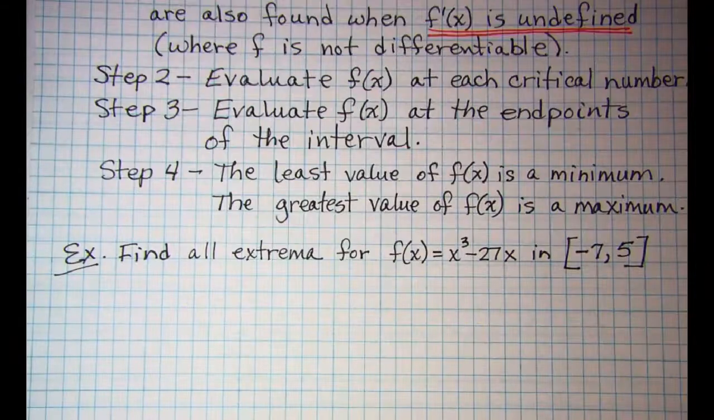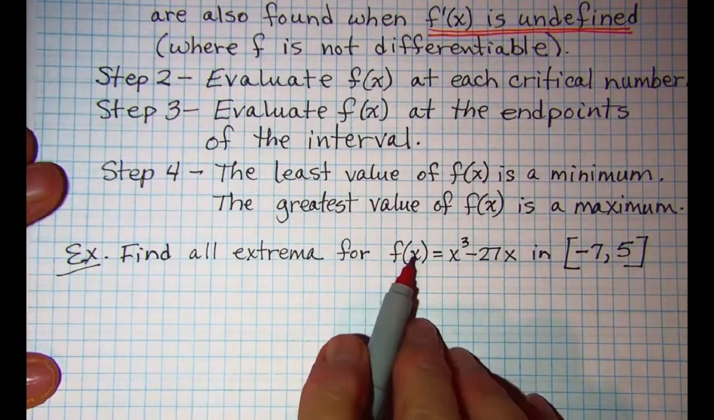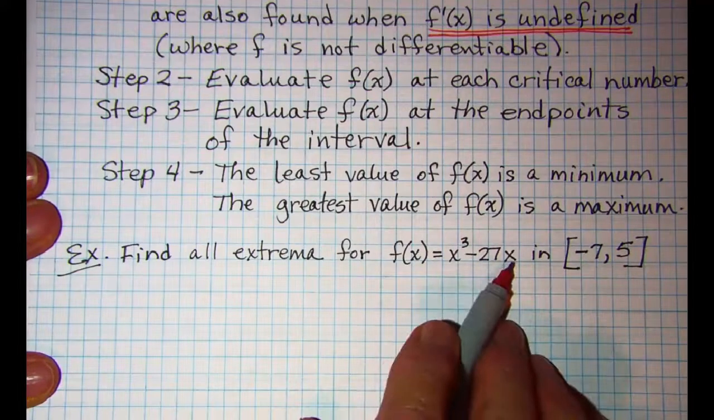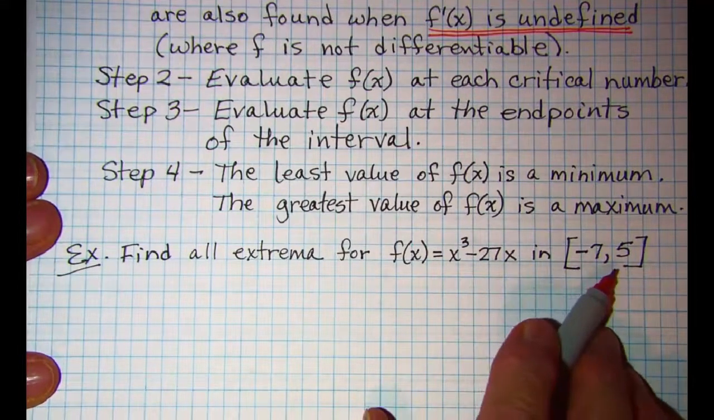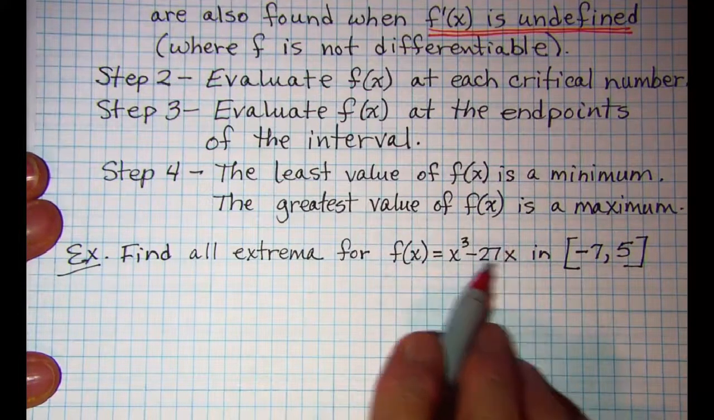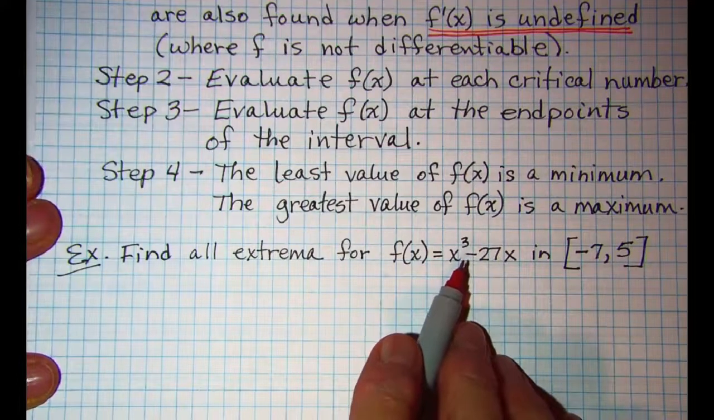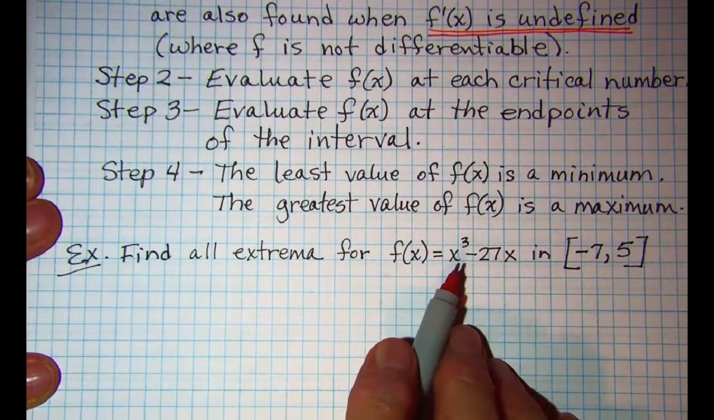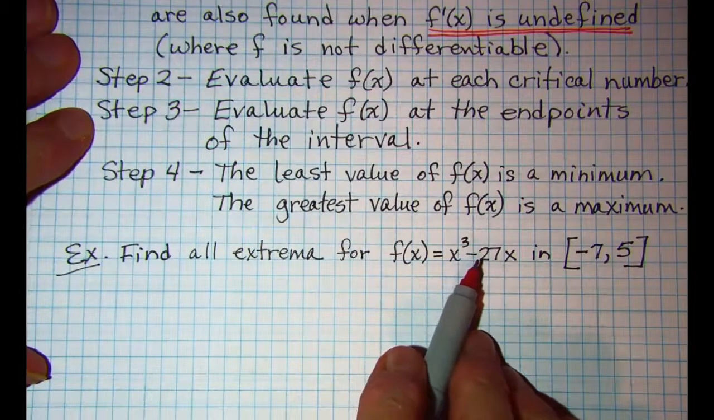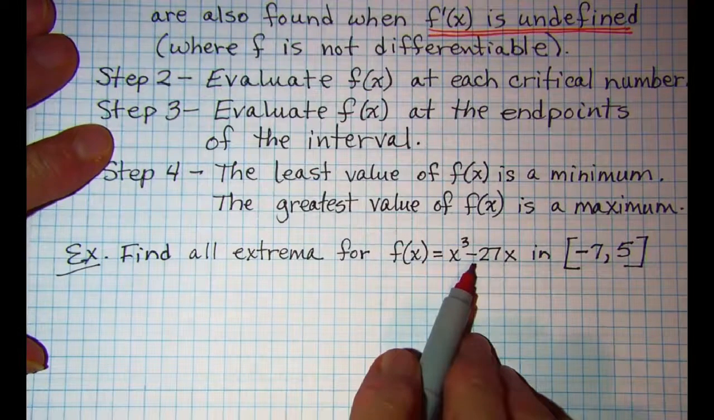In this problem, we're asked to find all extrema for f of x equals x cubed minus 27x in the closed interval from -7 to 5. Now we know that this is a polynomial, and the graph of all polynomials is a smooth, rounded curve. So we won't have any points where the derivative is undefined. We just need to do a derivative.